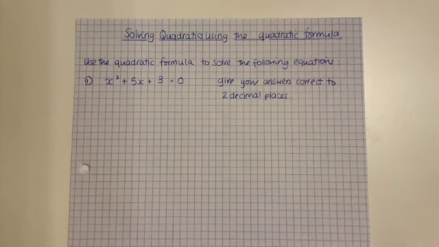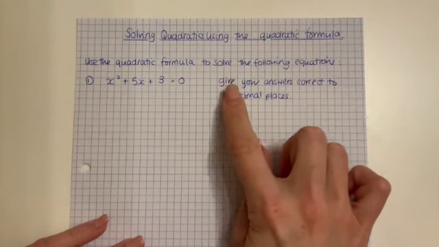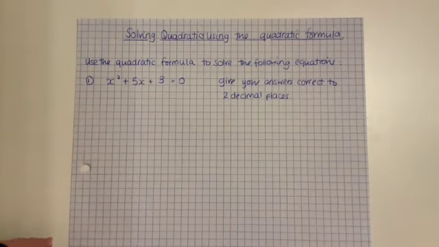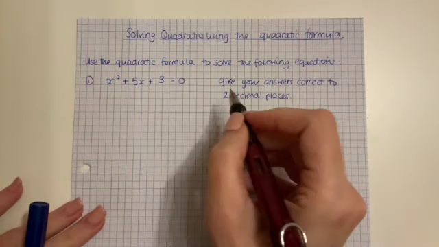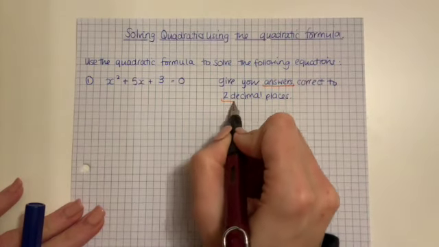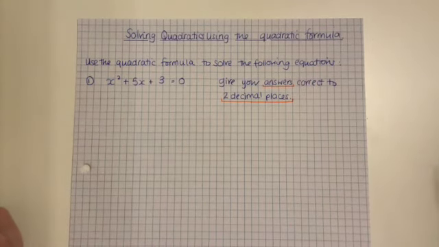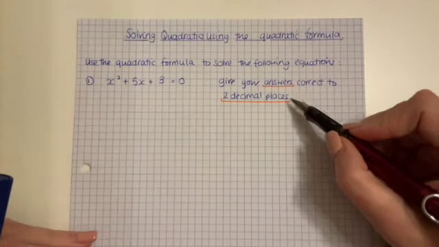But the key things to look out for: it might not say in the question, use the quadratic formula. What it might say is solve this equation, giving your answers correct to 2 decimal places. So there are 2 key things to look out for to give you a clue on using the quadratic formula. You need to make note of the word answers, and you need to make note of 2 decimal places. If it ever says give your answer correct to 2 decimal places when you're solving, you're going to use the quadratic formula. So that's a key part.